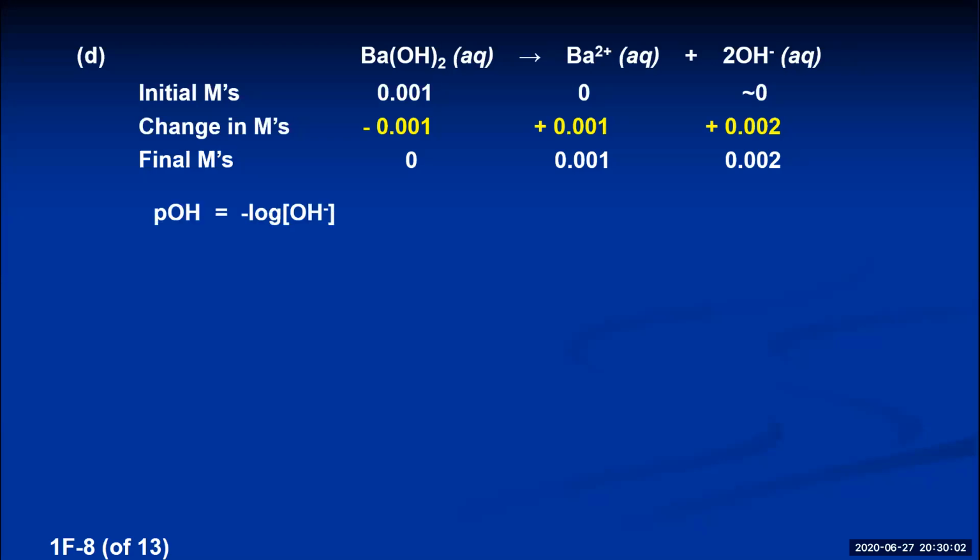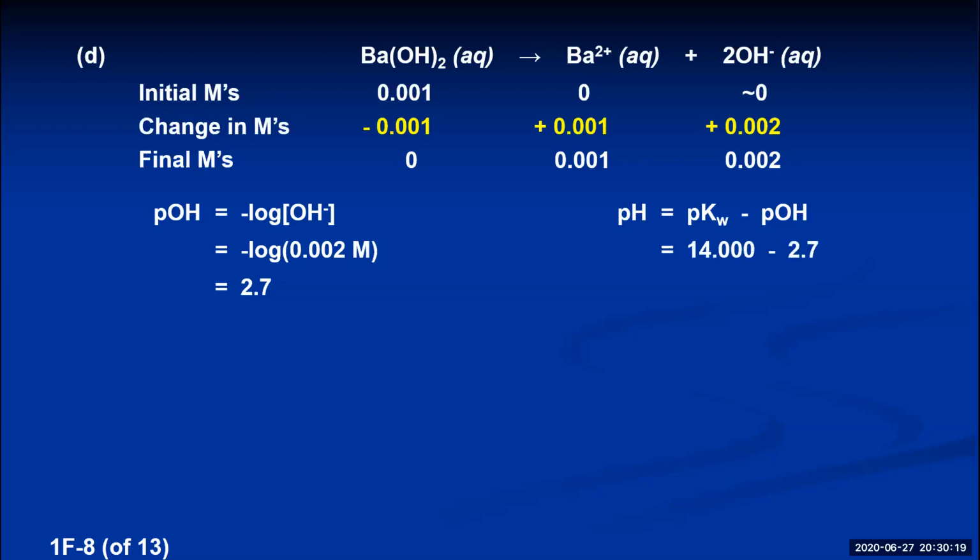To calculate the pOH, we take the negative log of this number, and we get to one significant figure, or one place past the decimal point, 2.7, and that's your pOH. The pH is calculated by going the pKw, which is 14, minus the pOH of 2.7, and that'll give us a pH of the solution, which is on the basic side of 7, of 11.3.